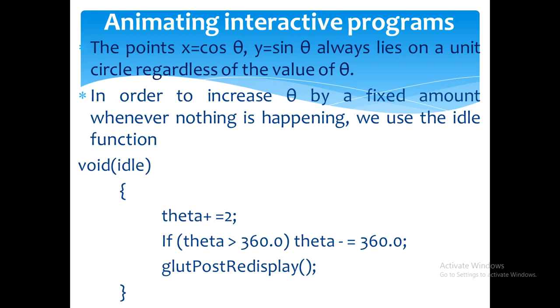Every time I increment theta by 2. As and when you increment theta by 2, automatically it comes to 360. Once it comes to 360 it would stop, but you don't want that to stop. That's why you assign theta equal to 0, then again add 2, again it comes to 360, again assign 0, again add 2, like this. Then glutPostRedisplay will redisplay that object.